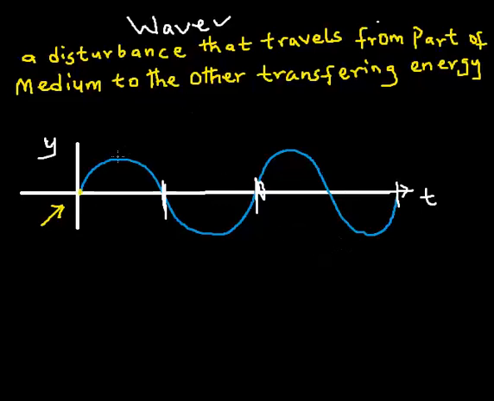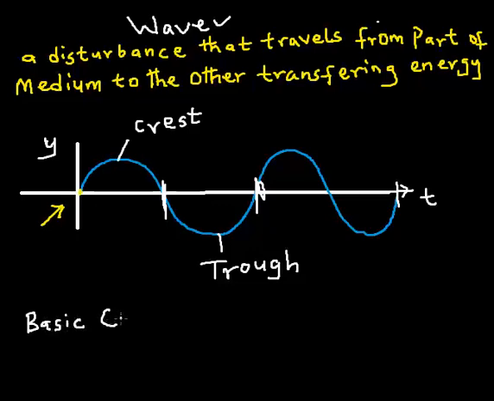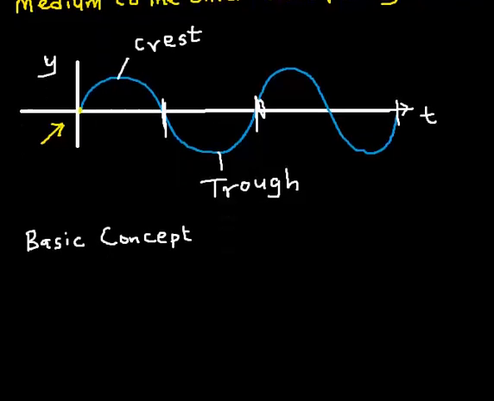Now the point of the maximum displacement of the wave is what we call the crest of the wave, while the point of the minimum displacement of the wave is known as the trough. In this tutorial we're going to be looking at the basic concepts that are used to describe a wave. So I will start.